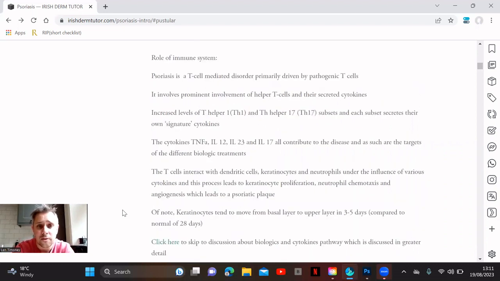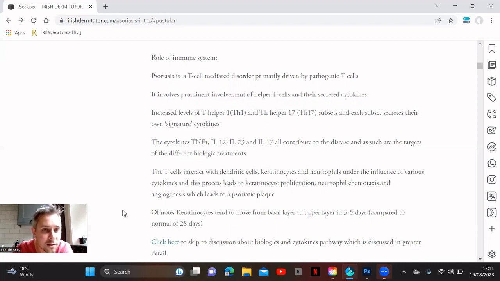So we'll now move on to what role the immune system plays in psoriasis. And I will go into this in more detail later when I'm discussing the biologics. So if you're interested in that, you can skip to that section. But essentially, psoriasis is a T cell mediated disorder primarily driven by pathogenic T cells. It involves prominent involvement of helper T cells and their secreted cytokines. So essentially, you can get increased levels of T helper 1 cells and T helper 17 cells. And each subset of these cells secretes what I call their own signature cytokines.